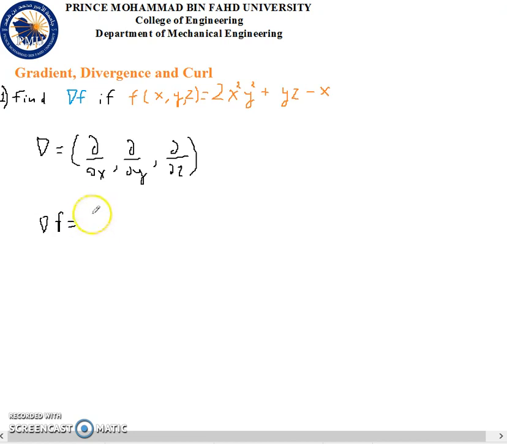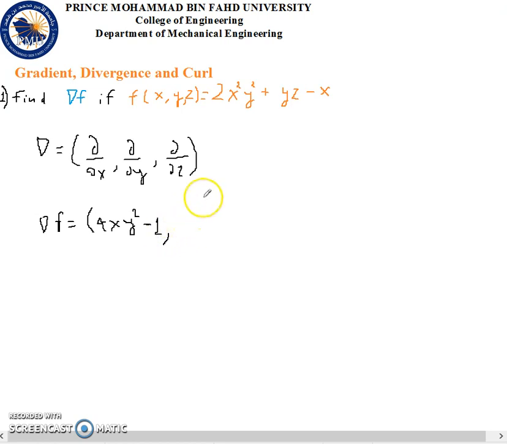what we have to do is write a vector whose first component will be the partial derivative of this function as a function of x. So we're going to take this function and derive it as a function of x. This means that y and z will be assumed constants. So for the first component, we'll have 4 times x y squared. There's no x variable here, so this goes away, and minus x will be minus 1.